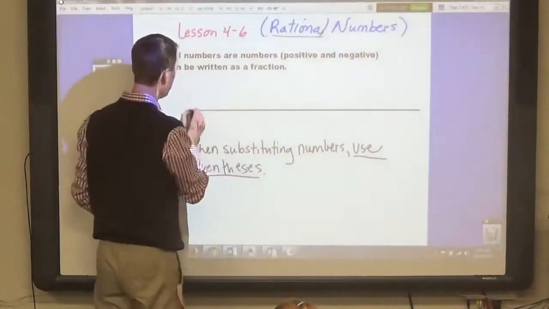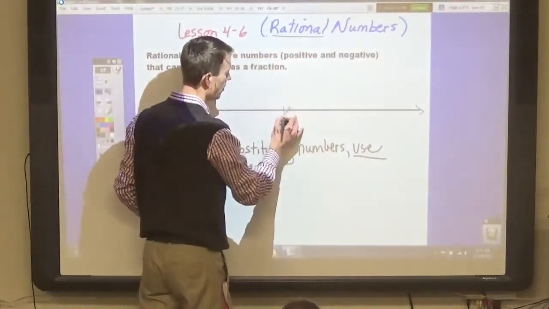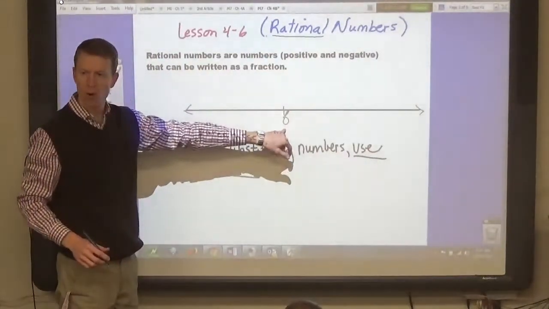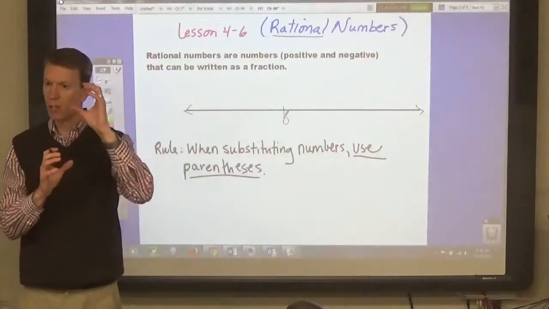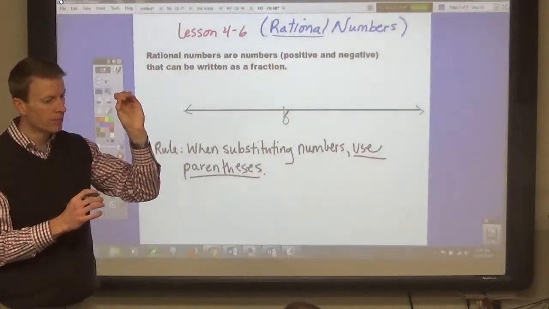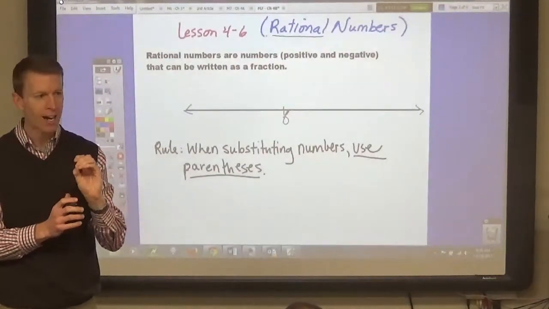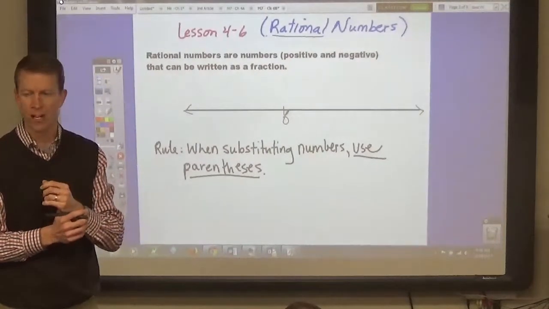So, for example, on a number line, you can write 0 as a fraction, 0 over a number. So any number with a 0 as the numerator is a rational number. Okay? A 0 in the denominator, is that a rational number? No, it's not a rational number.